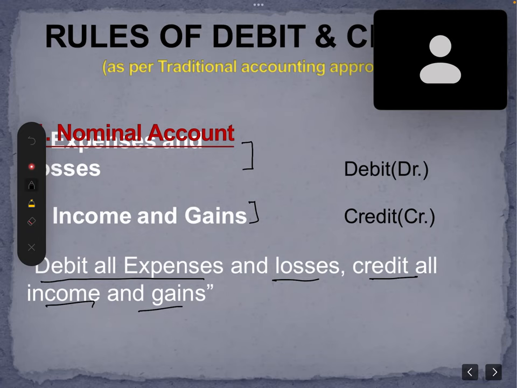For example, if you are preparing a rent account, rent account is an expense account, right? So if we have paid rent, because there is an increase in the value of the expense, we should debit it. Similarly, if we have received commission, commission is an income, so we should credit it. So the rule is very simple. In respect of the nominal account, you have to remember this statement. This statement is very, very important. Sometimes this is also called the golden rule of accounting: debit all expenses and losses, credit all incomes and gains. So this is the first rule in relation to the nominal account.